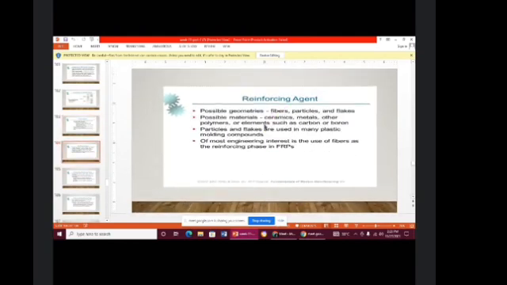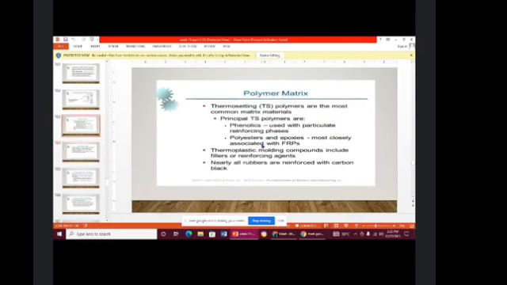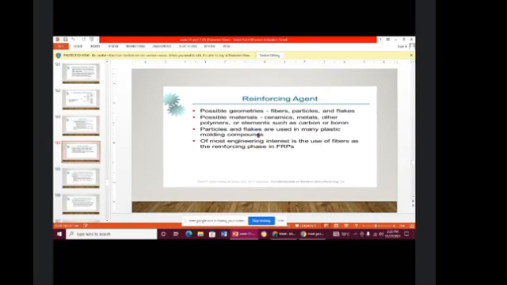Reinforcing agents: here we discussed what the reinforcing phases are. For the reinforcing agent, the possible geometries are fibers, particles, and flakes. Possible materials are ceramics, metals, and others, including polymers or elements such as carbon or boron. The particles and flakes are used in many plastic molding compounds.